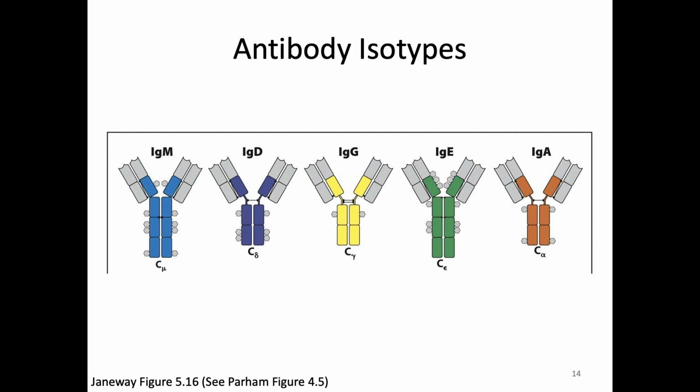We will refer to antibodies with these different constant regions as antibodies of different isotypes. And so we usually say that these are the 5 isotypes of the different antibodies.